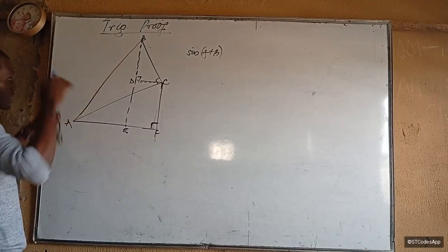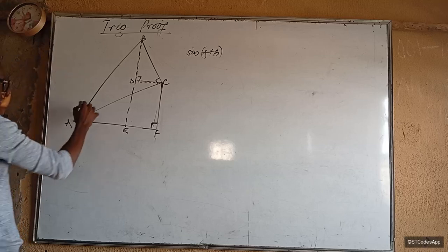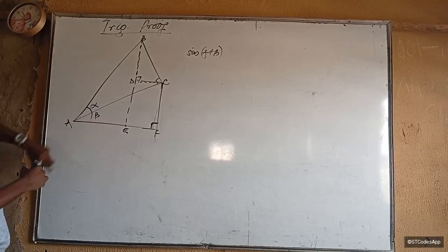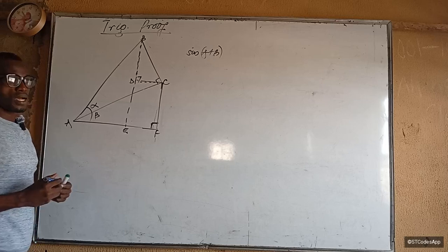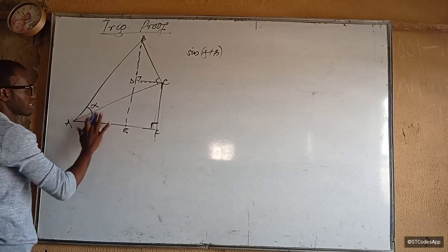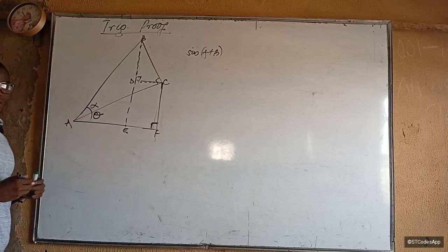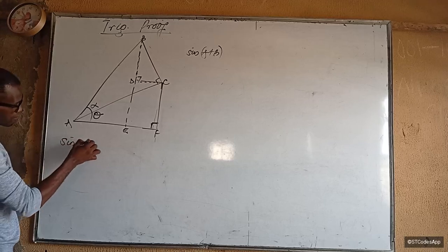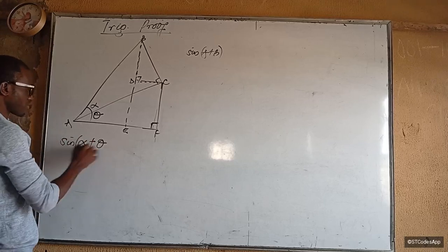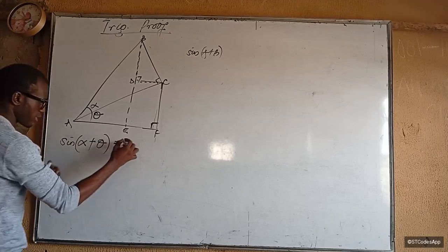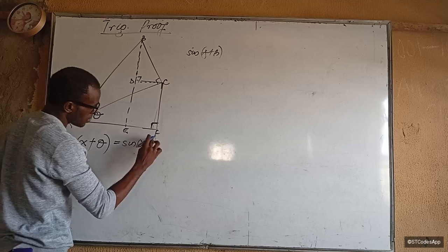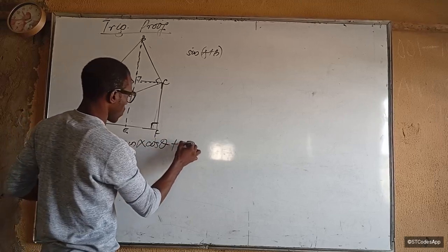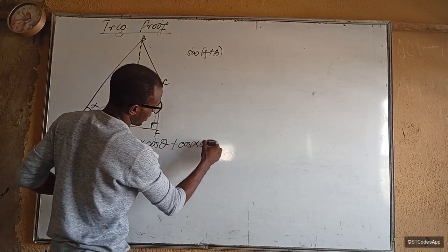This said, we will now label our angles. The angle here will be alpha. The angle here, let it be beta. Don't confuse it for A and B. We could use angle theta, alpha and theta. Let's use alpha and theta. So if we want to find sine of alpha plus theta now, we know that it's going to end up being sine alpha cos theta plus cos alpha sine theta.